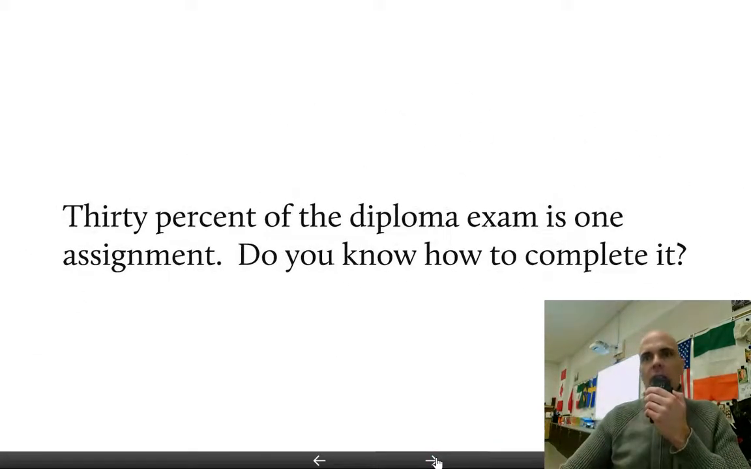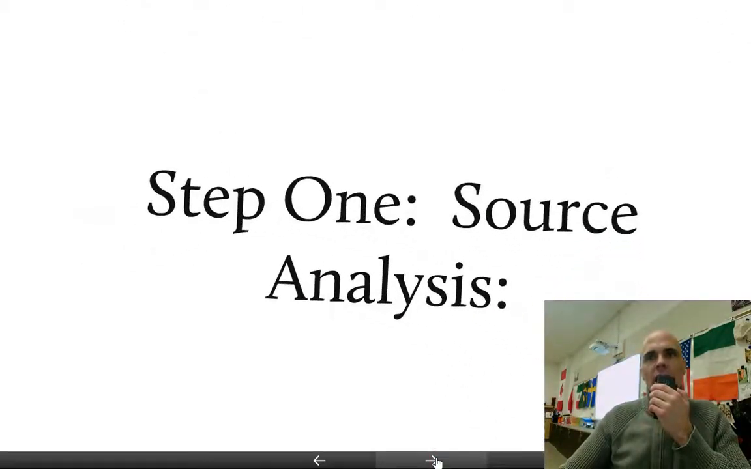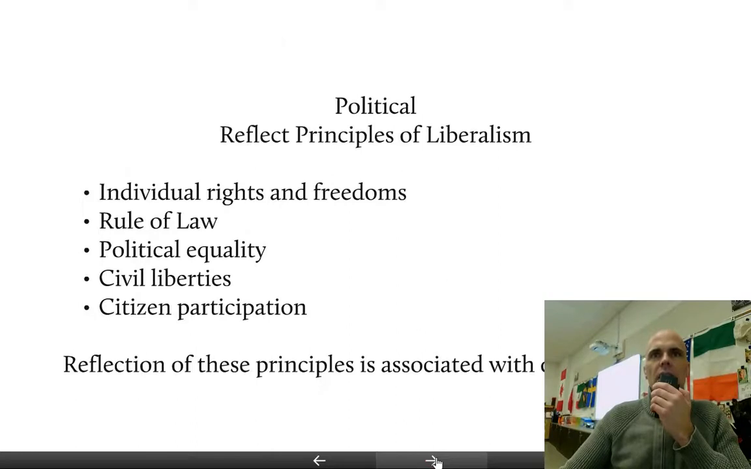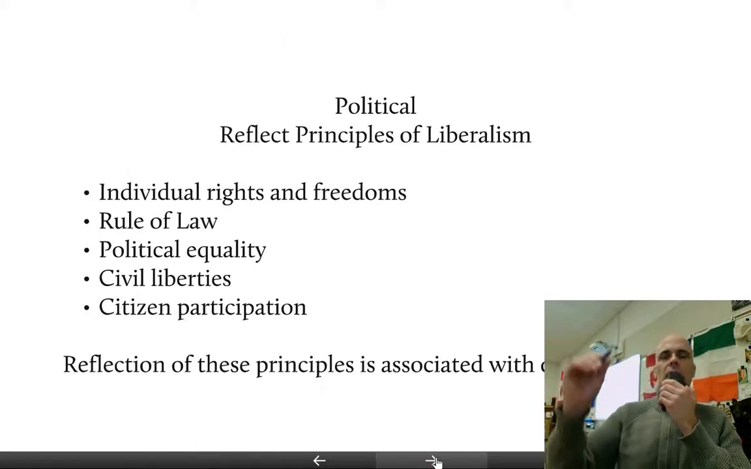So the first step is your analysis of the source. And again, the analysis is a critical step, because if you do an incomplete job with the analysis, then you are stuck at 58% or less in the essay, and have your teacher explain what that means.